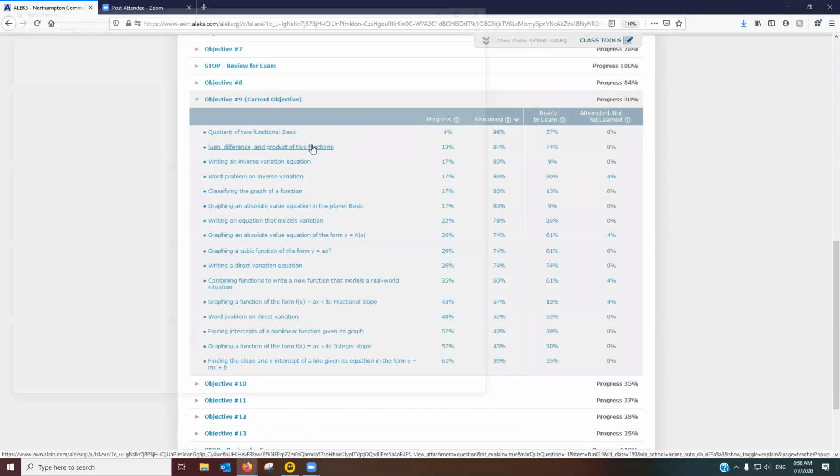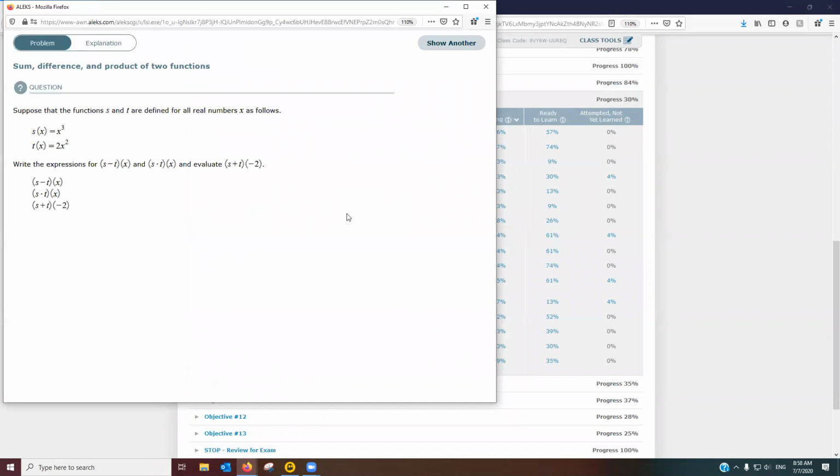All right, let's go to the next example here. This is also going to ask me to work out some different expressions using s and t. First thing I'm noticing is they're giving me s. The function s is x to the third. The function t is 2x squared. So let's go to part A.